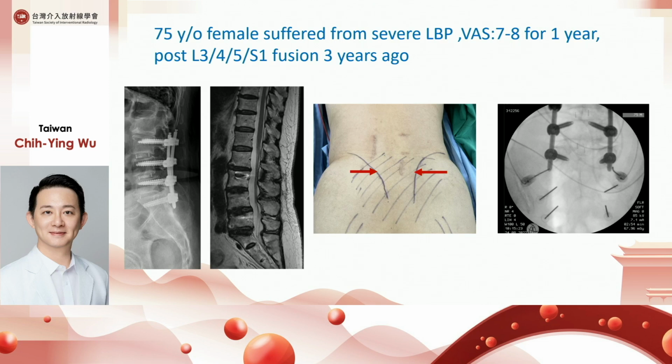This is a typical case of SI joint pain. This female suffered from one year of severe low back pain, and she received long-segment, multi-level lumbar sacral fusion 3 years ago. The MRI revealed adequate lumbar sacral decompression. However, the patient still felt severe pain, and she couldn't sit or stand for more than 30 minutes. So under the diagnosis of SI joint pain, I performed cooled radiofrequency and the pain was much relieved.